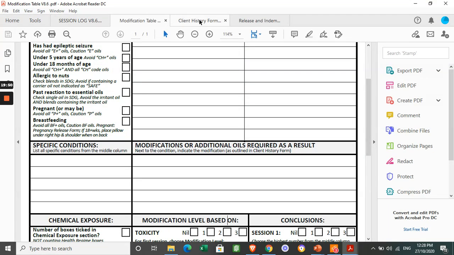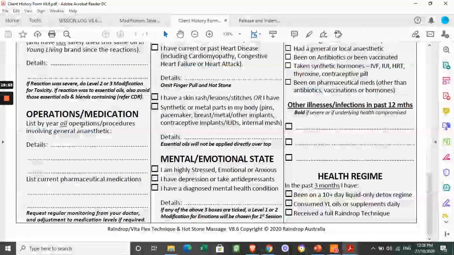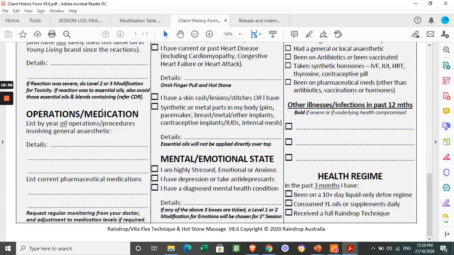So, coming back to our client history form, we're going to finish the left-hand side of the column here. Now, operations and medication. We'd like to know all the operations and procedures that have involved general anaesthetic, because general anaesthetic is quite a toxic thing to put in the body. A person can have quite a big detox or release when they've received a hot stone treatment or a raindrop technique or a VitaFlex technique. So we're likely to gauge a better understanding of how big a release or detox they're going to have based on how many operations they've had in their lifetime.